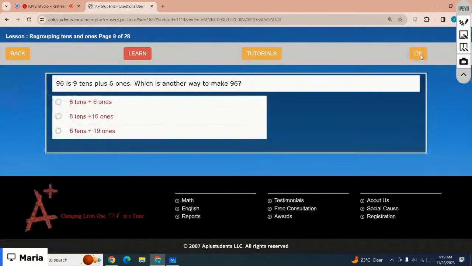96 is 9 tens plus 6 ones, which is another way to make 96. The correct option is 8 tens plus 16 ones.